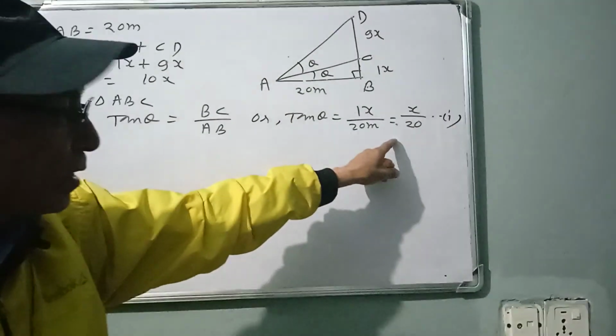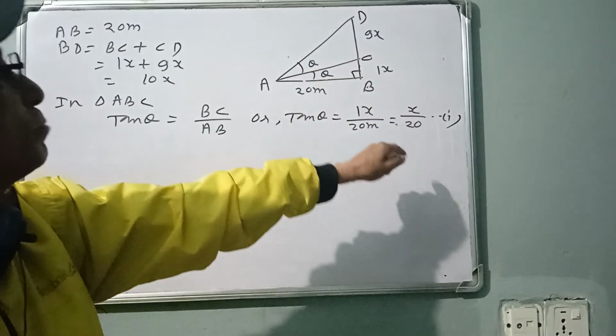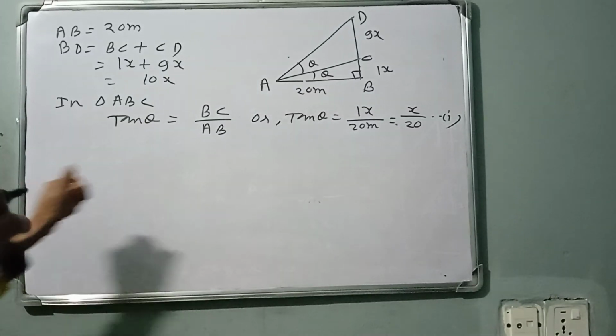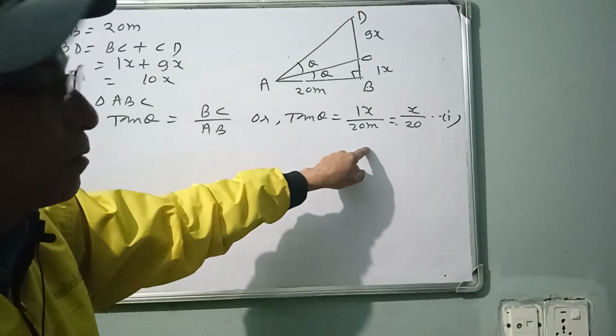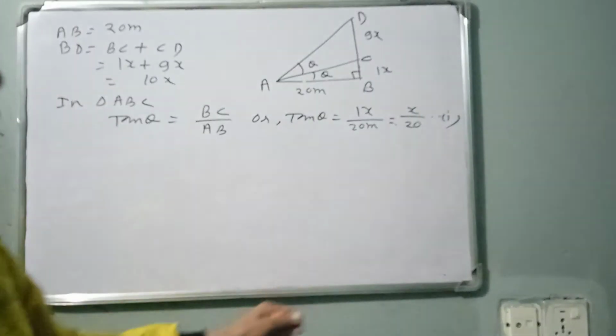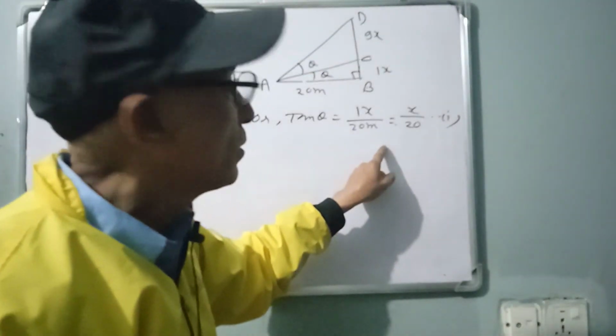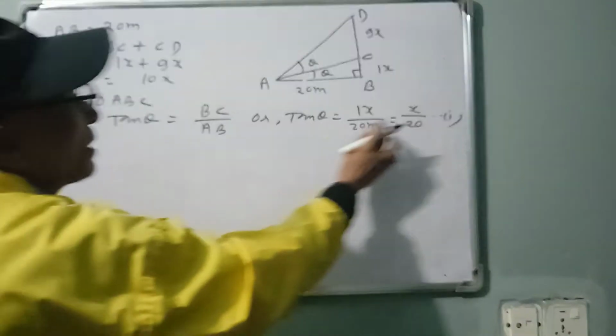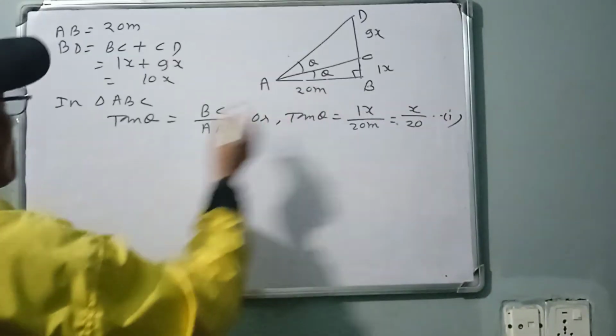Now you don't have to write meter here. You have to write down meter at last. Remember, always in science you have learned unit and measurement, and after writing you have to give the proper unit of each and every physical quantity. So tan theta is x by 20 in triangle ABC.